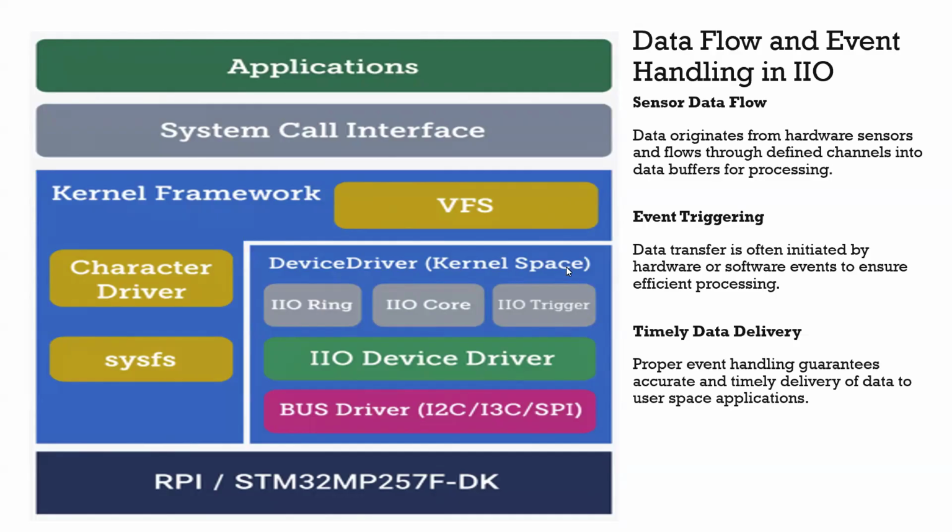Next is the IO device driver. The IO device driver is again a middleware, the portion of the code which interacts with the bus driver. Your bus driver can be I2C, I3C, SPI, USB, or SD protocol as well. It can be anything. So this is completely a middleware, even the IO driver. The IO driver will interact with the bus driver, and the bus driver is the low-level driver which actually speaks with your hardware.